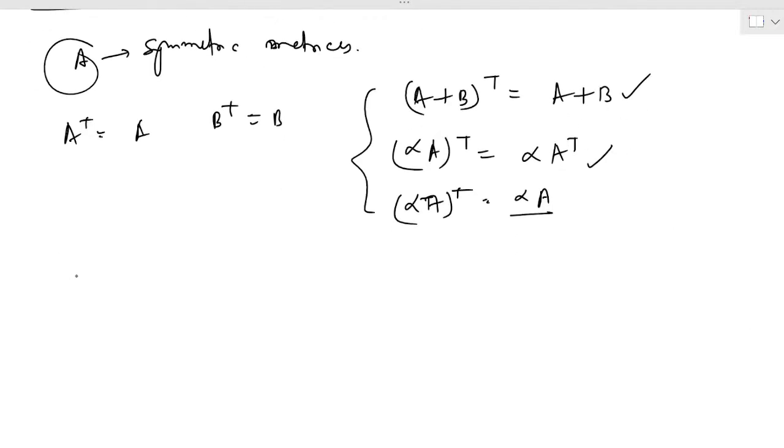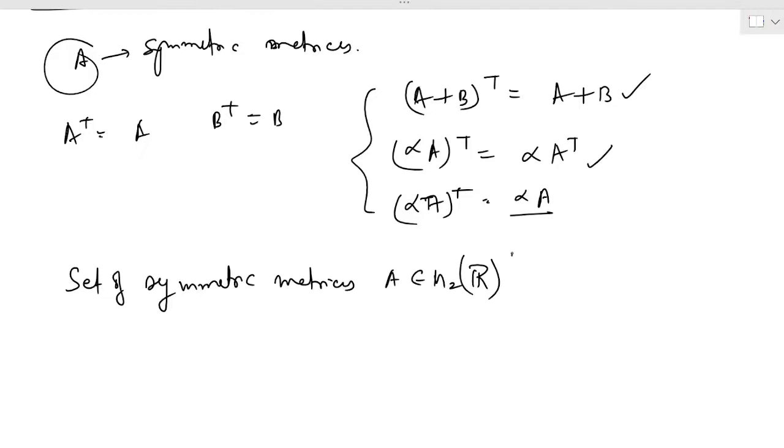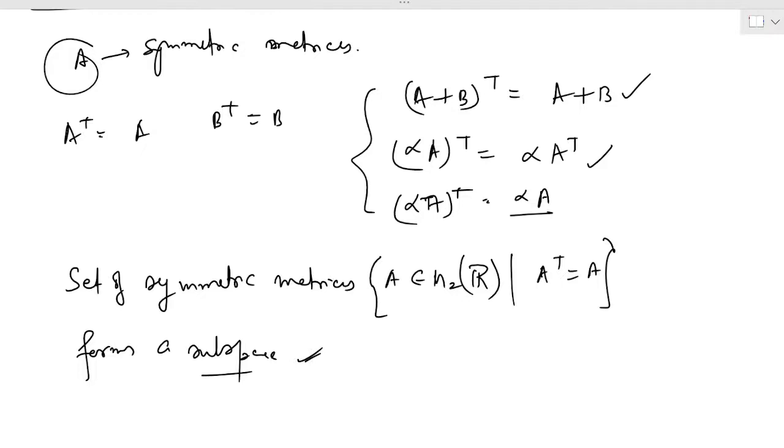So I can say that the set of symmetric matrices, that is A belongs to M2R such that A transpose is equal to A, this set forms a subspace.